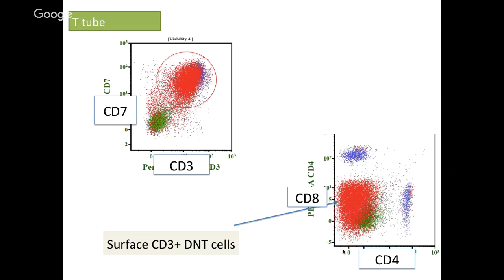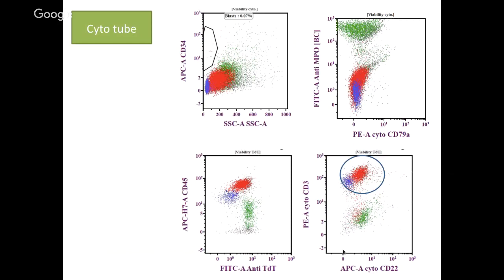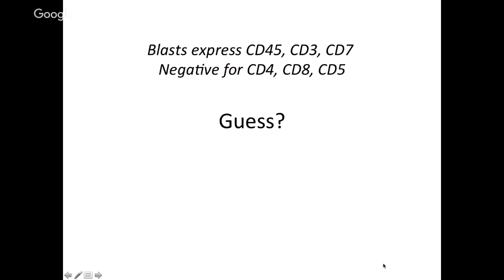So any guesses? We did the cytoplasmic tube. Obviously, CD3 has to be positive. Surface CD3 was positive. Obviously, cytoplasmic CD3 will be positive. The rest, including MPO, is negative. The rest of the B markers were negative. So the blasts strongly expressed 45, also expressed 3 and 7. But negative for 4 and 8, 5 was negative or weak.